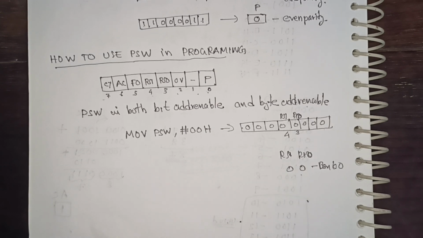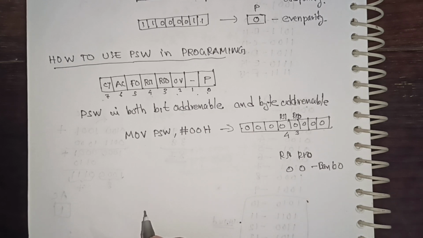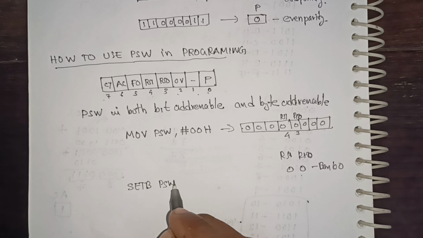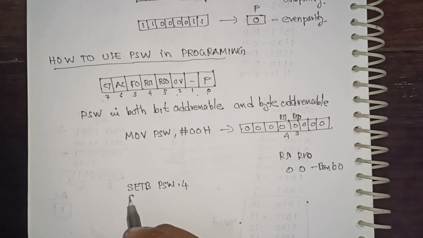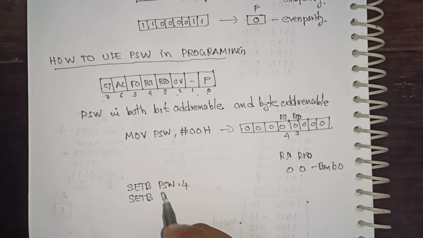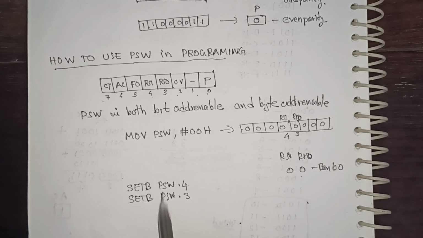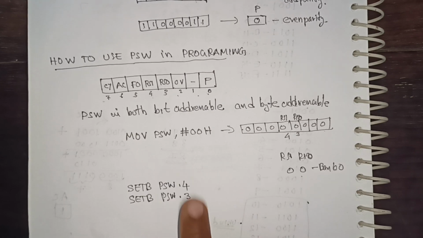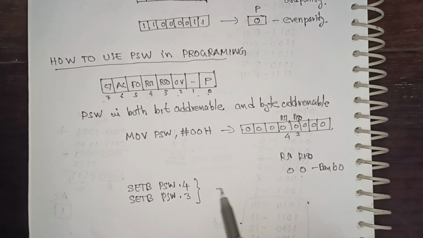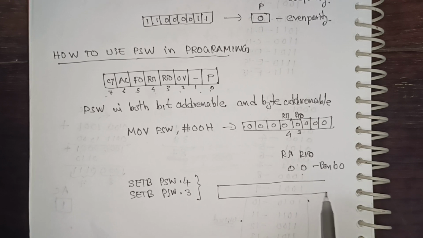The next way is using a bit addressable instruction. I will write this instruction: setb PSW dot 4, setb PSW dot 3. So this is the instruction. The fourth bit is set to 1 and the third bit is also set to 1. The rest of the bits have some random value. So after executing this instruction, our PSW will be like this.